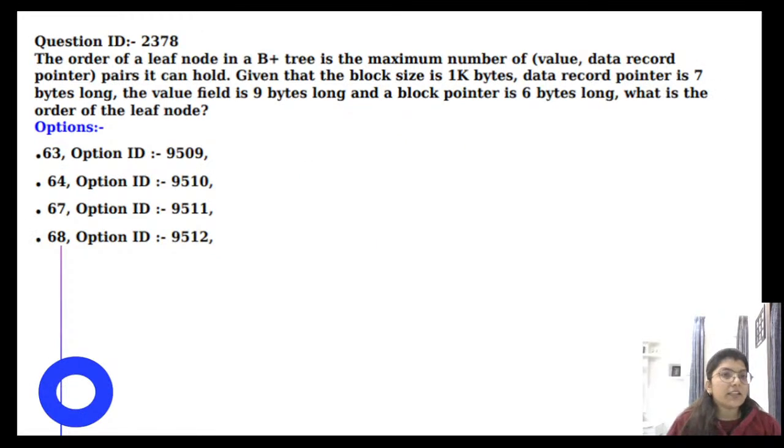Next question. The order of a leaf node in a B plus tree is the maximum number of pairs it can hold. So given that block size is 1 kilobyte, data record pointer is 7 bytes, value field is 9 bytes and block pointer is 6 bytes, what is the order of leaf node? So try karo.